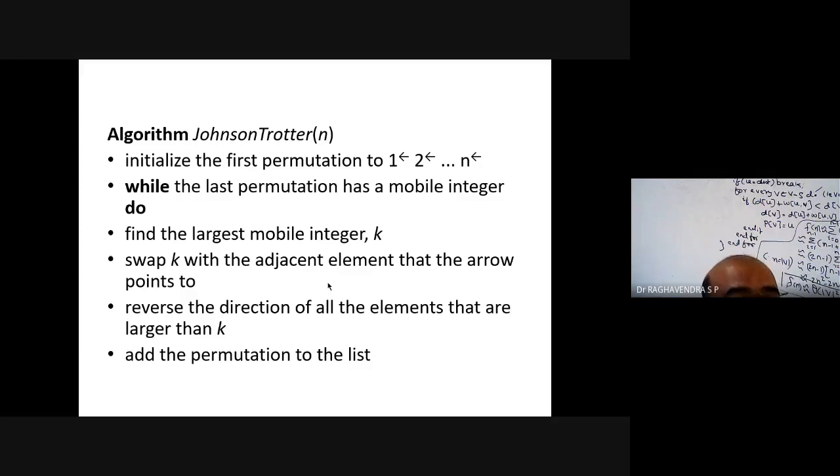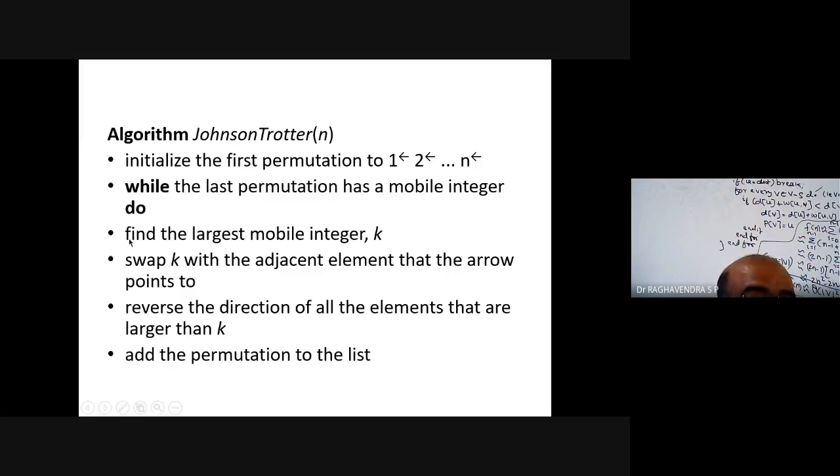By default, all the arrows are pointing towards the left side. By default, all the values, the arrows of the values will be pointing towards the left side. Next, while the permutation has a mobile integer, as long as we have a mobile integer, the loop continues.